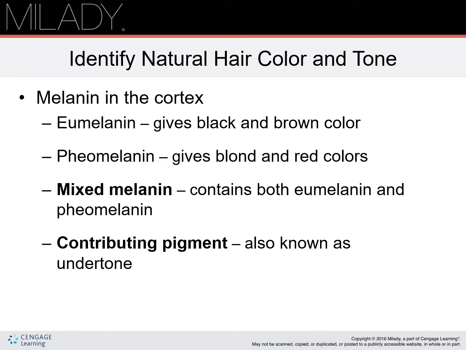Eumelanin is melanin that gives off black and brown hair color. Pheomelanin gives off blonde and red colors. Mixed melanin is natural hair that contains both eumelanin and pheomelanin. And then let's talk about a contributing pigment. This is known as your undertone.